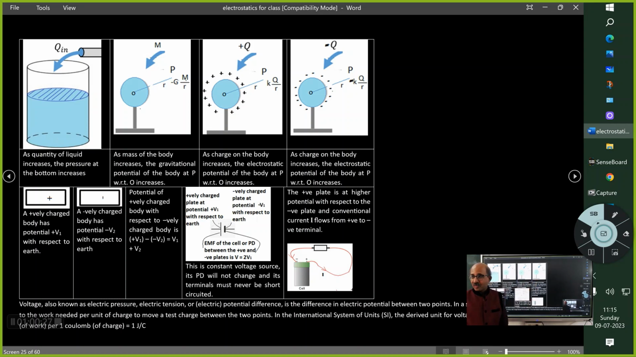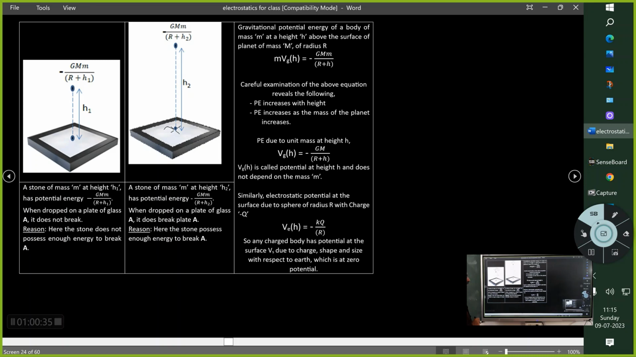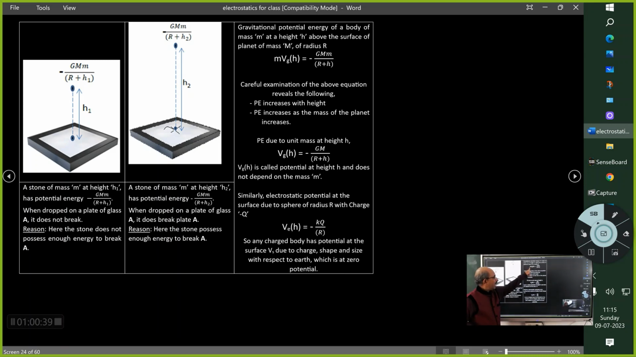Can you tell why into one, sir? Good. If you have seen the previous slide, you will not ask this question. Here the potential is Gm by R plus H. Potential at that point into whatever you are placing. What did you place there? Mass. If you place a mass only, it will have potential energy.